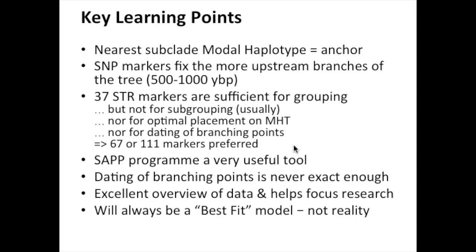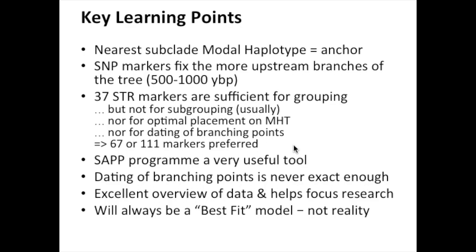37 STR markers are sufficient for grouping, but not usually for subgrouping. Okay, so they'll get you into lineage 2, but they won't necessarily help identify a subgroup within lineage 2. And that's why 5 people still remain ungrouped within this particular lineage. They're also not optimal for placement on the mutation history tree, nor for dating of the branching points. So 67 or 111 marker data is much more preferable.